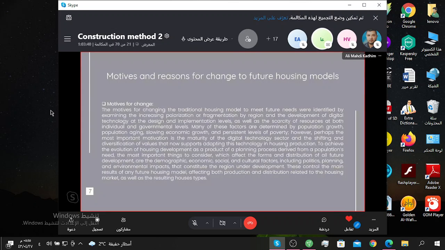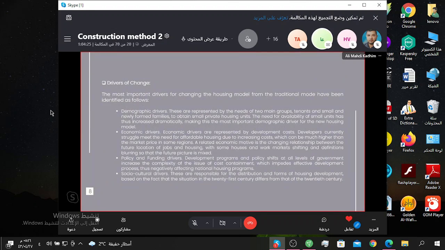To achieve the evolution of housing development as a product of a planning process derived from a population's need, the most important things to consider, which affect the forms and distribution of all future development, are the demographic, economic, social, and cultural factors, including politics, planning, and environmental impact that constitutes the region under development. These control the main result of any future housing model, affecting both production and distribution related to the housing market as well as the resulting housing types.